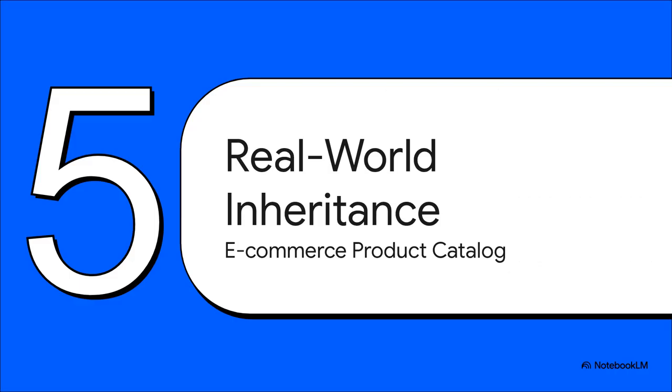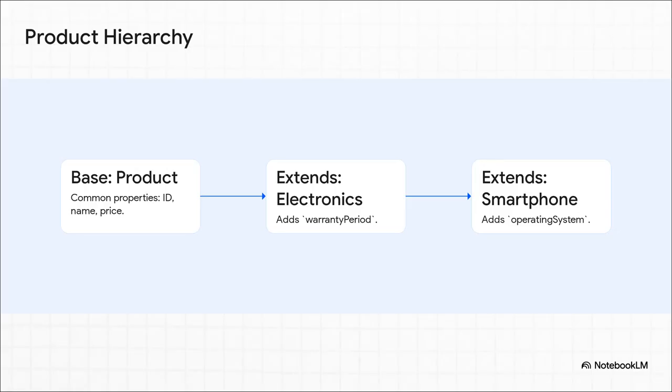All right, we have covered a lot of theory, the different types, the rules. Now let's see how this all clicks together to build something really practical, like a product catalog for an e-commerce website. Okay, let's build this hierarchy. We'll start with a generic product class at the top. It has properties that everything we sell has in common, a product ID, a name, and a price.